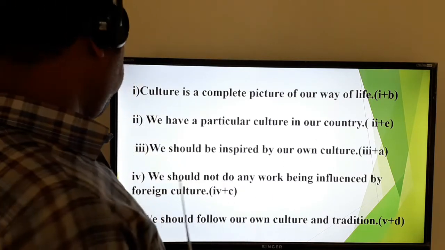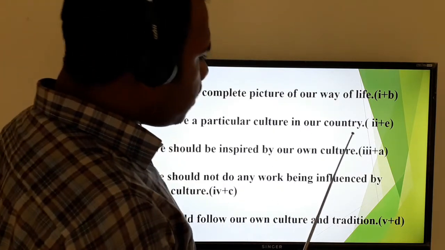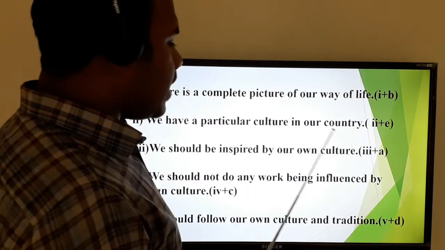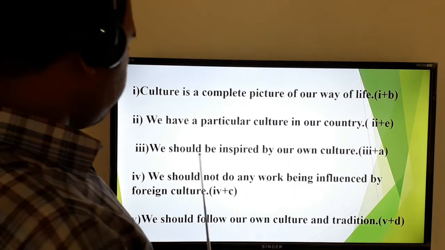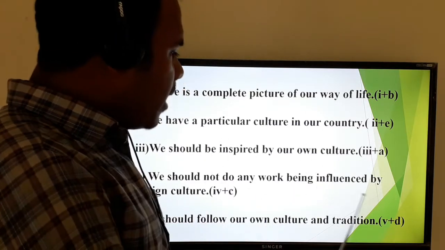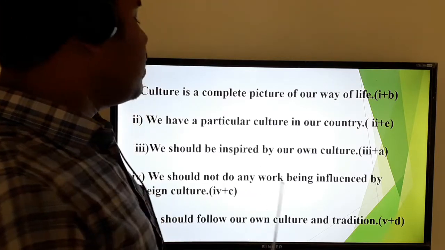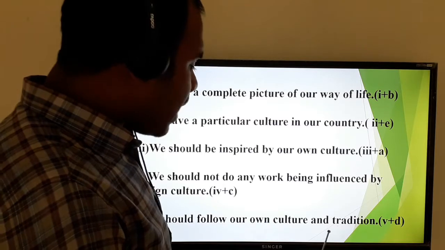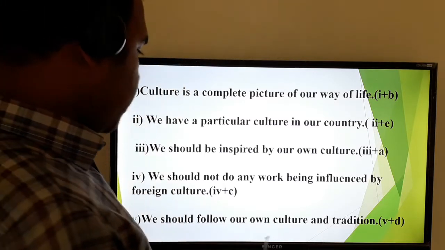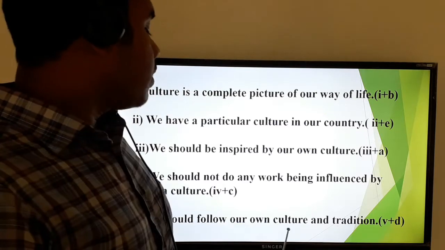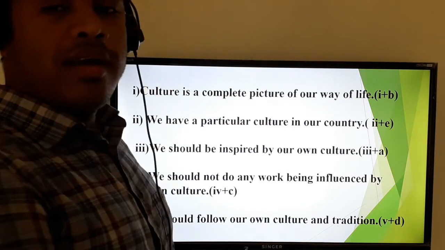That's enough. We have a particular culture in our country. I told it earlier. We should be inspired by our own culture. Of course, we should be inspired. That's a complete sentence. Number 4, we should not do any work being influenced by foreign culture. I told it also. We should follow our own culture and tradition. You see, that is 5 plus D. We should follow our own culture and tradition. So that is the first one.